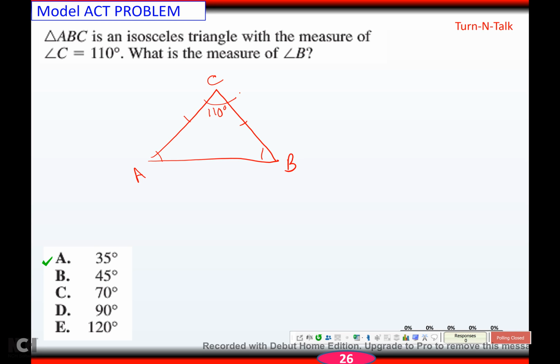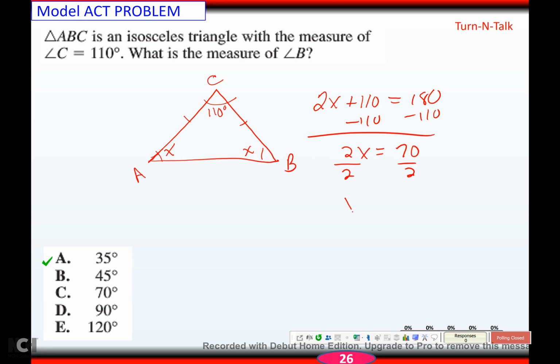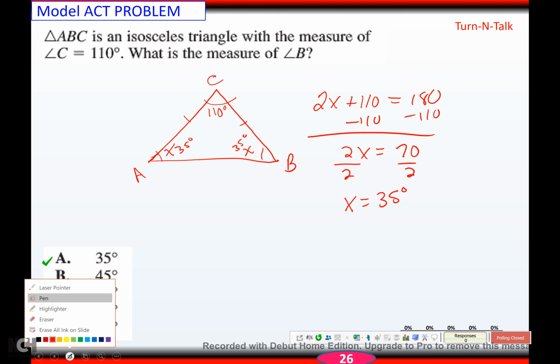So they said C was 110 and they want to know what these two are. Well, I know that they both have to be the same measure because it's isosceles. So if this is x, then this is also x because they have to be the same. So I can say 2x plus 110 has to equal 180. So take away 110, I get 2x has to equal 70. Divide by 2, and x has to equal 35 degrees each. That's 35, and that's 35. Again, they have to match because it's an isosceles triangle.